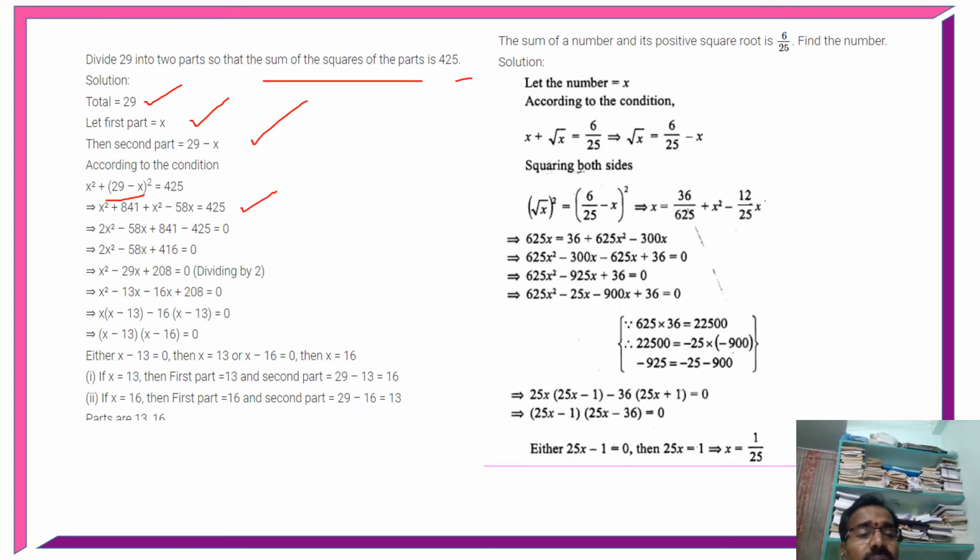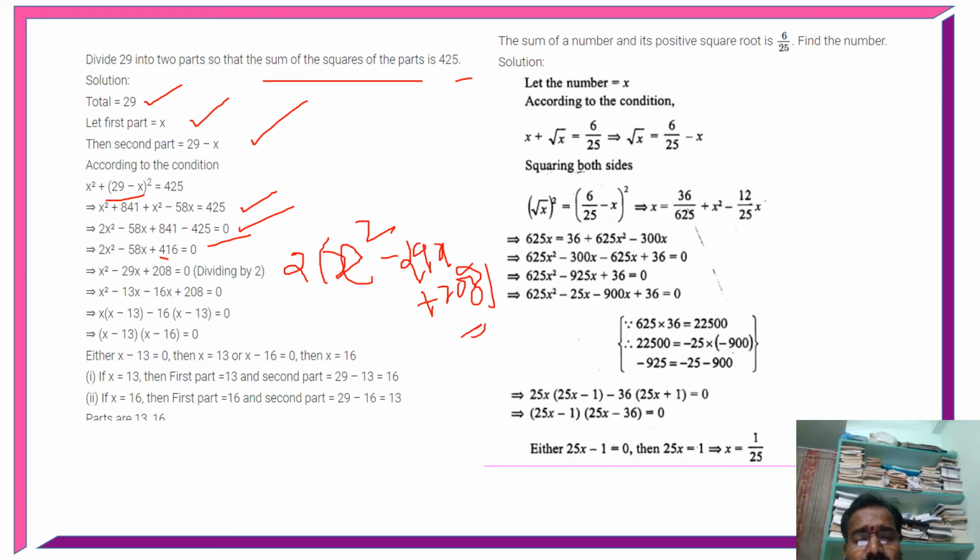to 425. Transpose everything to one side of the equality. Then 2x square minus 58x plus 841 minus 425. As you know, the sum is plus 416. And if you divide by 2, we get 2 of x square minus 29x plus 208, equal to 0. Dividing the other side by 2 as well, we have x square minus 29x plus 208 equal to 0.